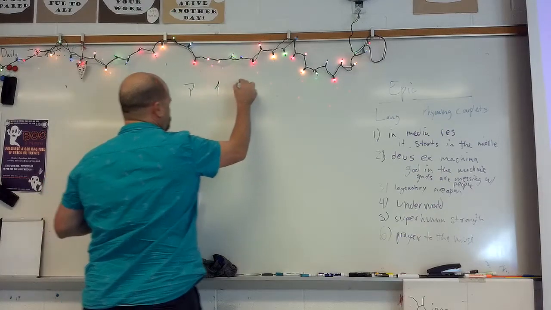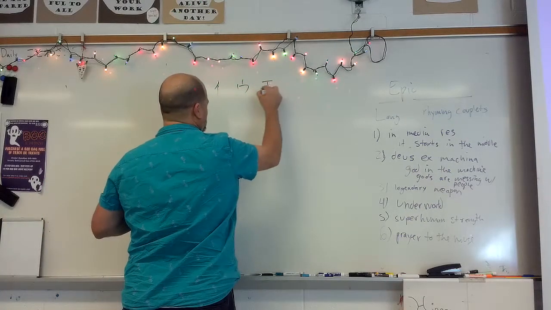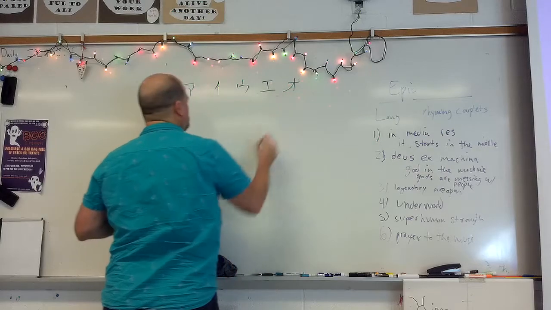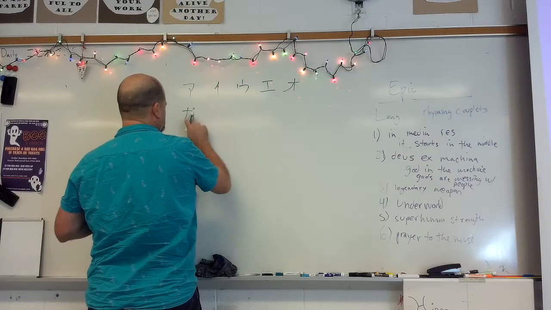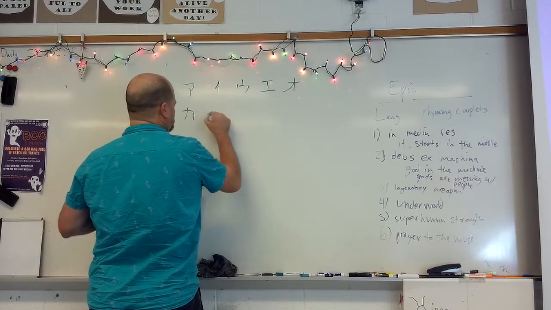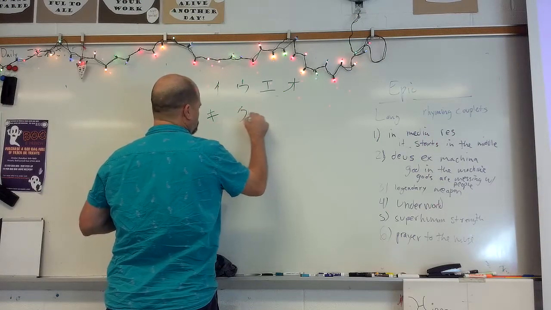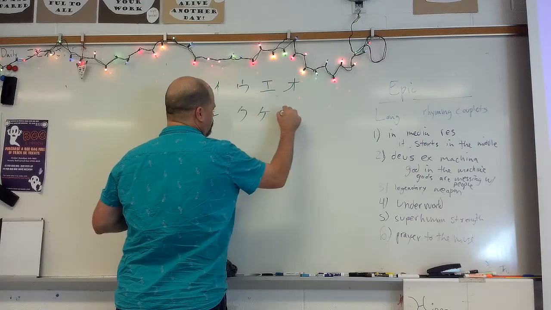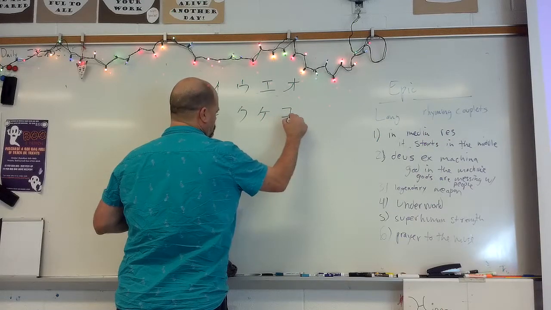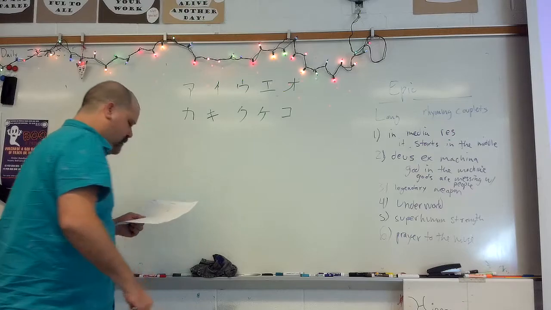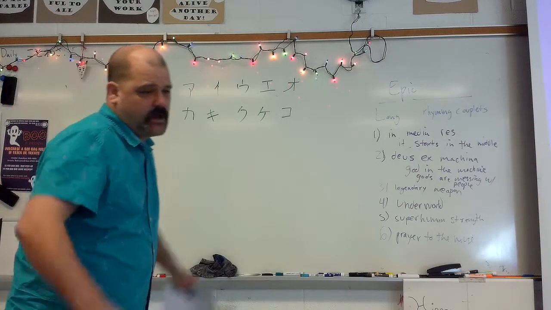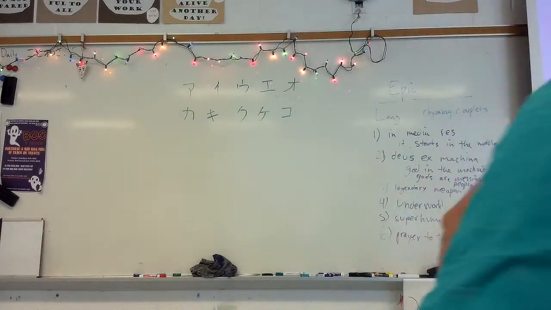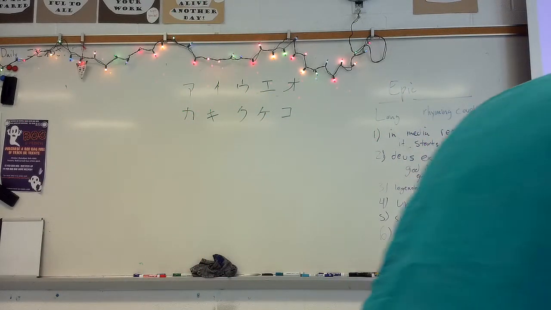A, i, u, e, o, ka, ki. Actually, this doesn't have a little bend here. Ki, ku, ke, ko. So now we get sa, shi, su, se, so, right? Sa, shi, su, se, so, ha, hi, fu, he, ho. Got to turn this over here so they can see it.